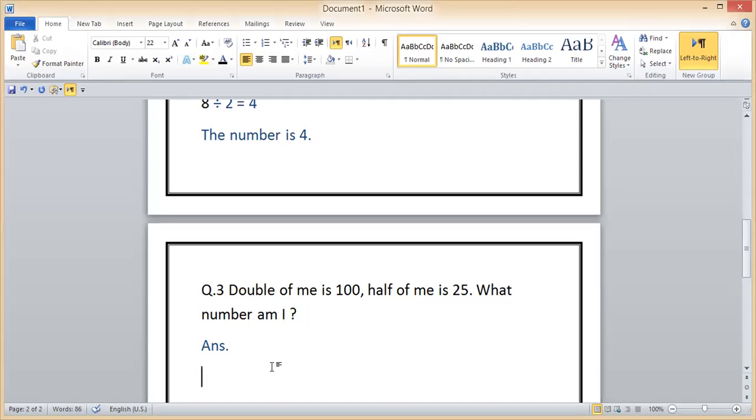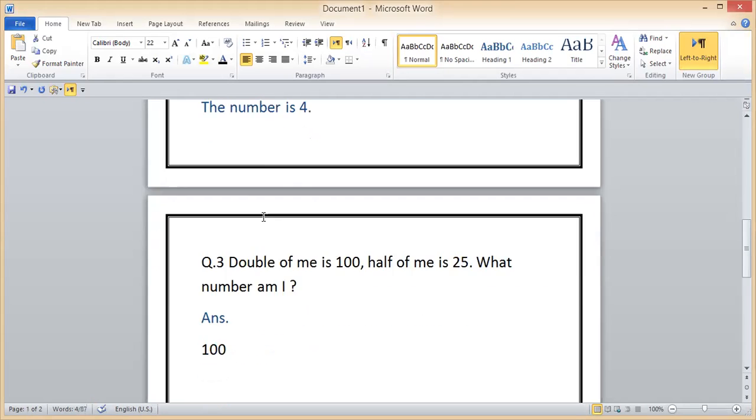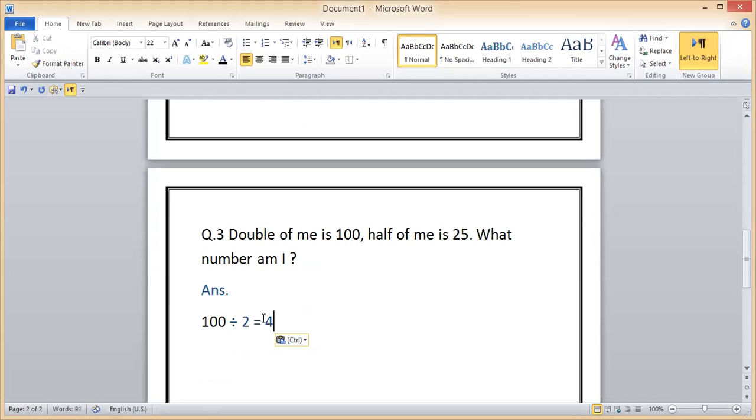So the answer is 50. How do you know? Because double of me is 100. That means you have to find out the half of that number. How will you find out the half of that number? By dividing it by 2. So when you divide 100 by 2, you get the answer, 50.